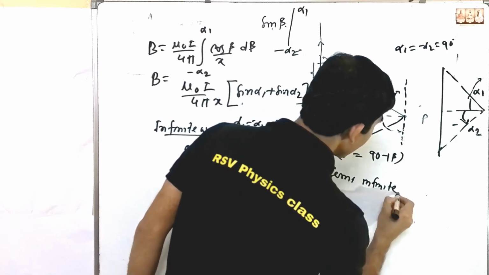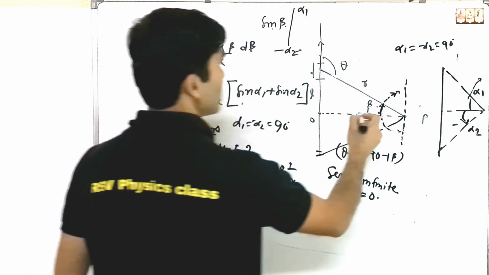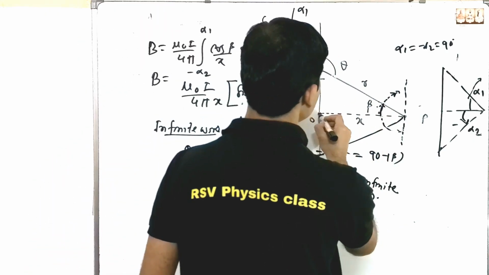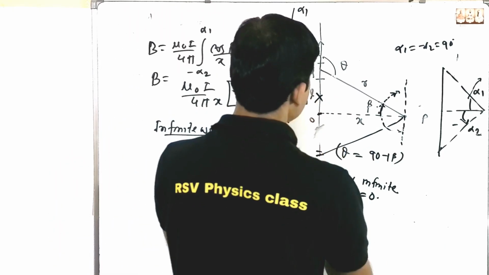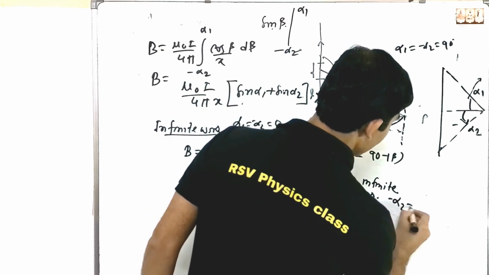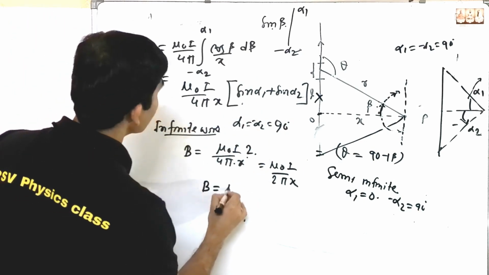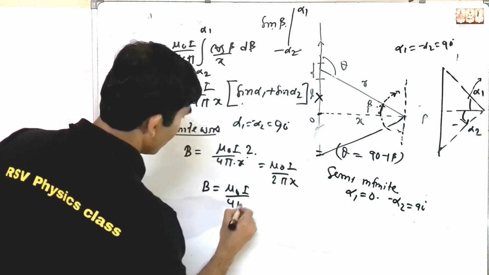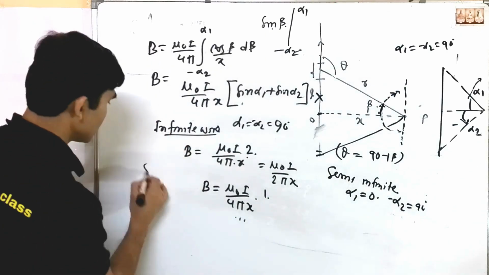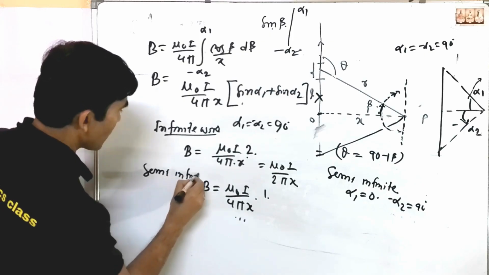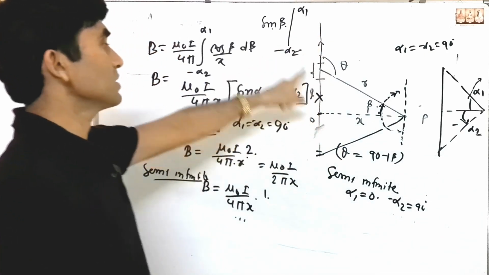Semi-infinite means one side alpha 1 equal to 0, meaning one side is not there and the other side goes to infinity. So alpha 1 is 0 and alpha 2 equal to 90 degrees. In that case only one term will remain, so B equal to mu 0 I over 4 pi x. So this is for an infinite wire and this is for semi-infinite, and along the direction of the current carrying wire, as told earlier, this will be 0.